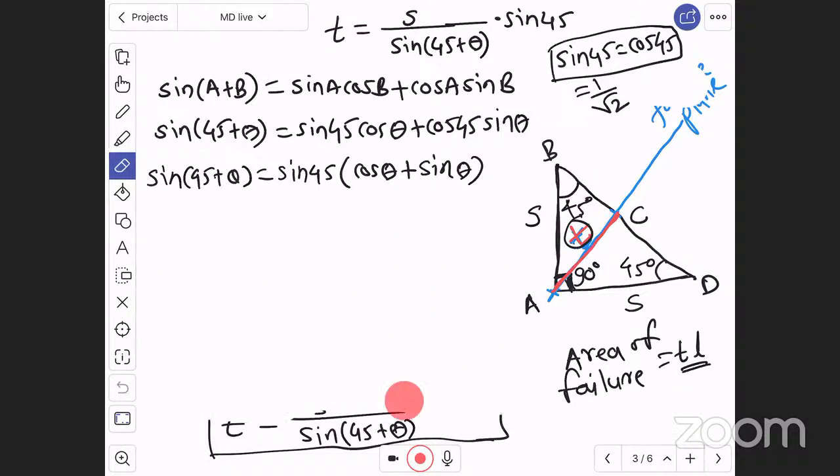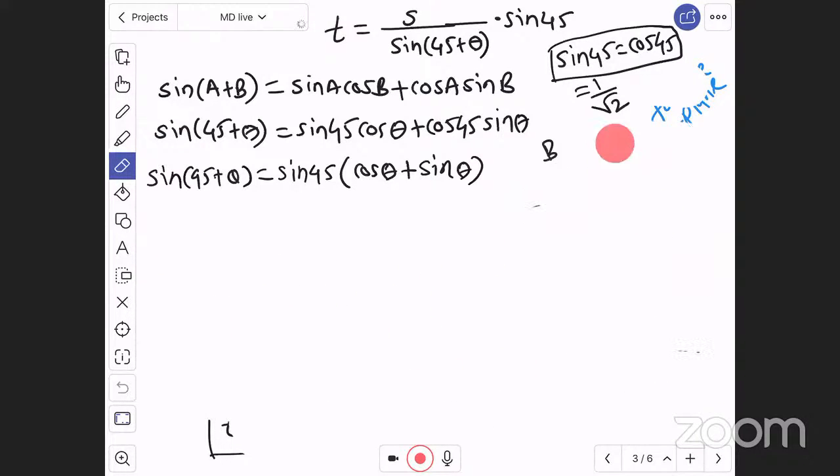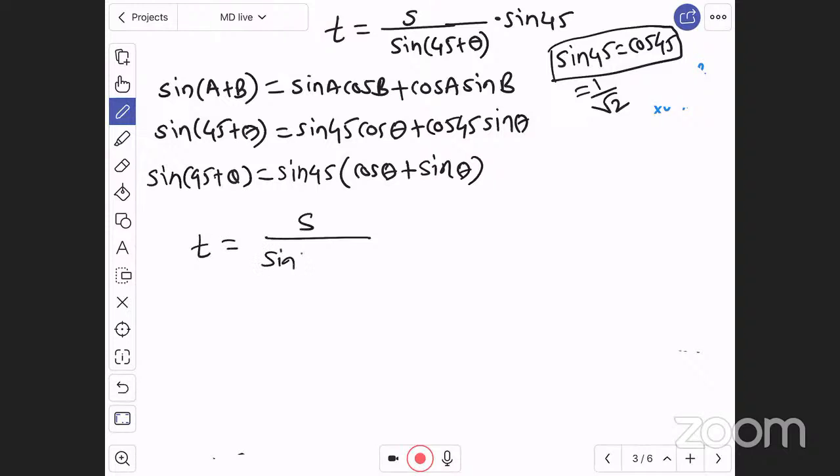Now let us find the throat thickness. Put this in the throat thickness formula. Therefore, instead of sin (45 plus theta), put sin 45 (cos theta plus sin theta). Therefore thickness will come S divided by sin 45 in bracket (cos theta plus sin theta), right, into sin 45. Therefore sin 45 and sin 45 will get cancelled, right?